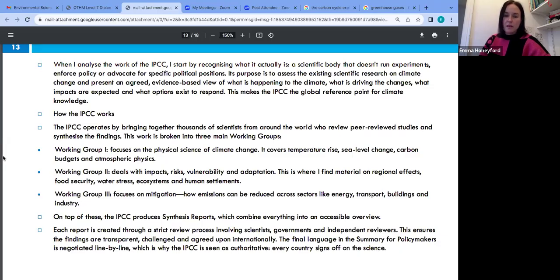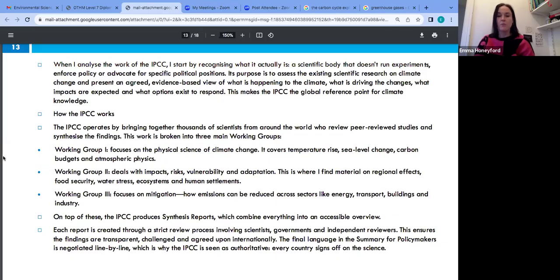On top of these, the IPCC produces synthesis reports which combine everything into an accessible overview. Each report is created through a strict review process involving scientists, governments and independent reviewers. This ensures that findings are transparent, challenged and agreed upon internationally.